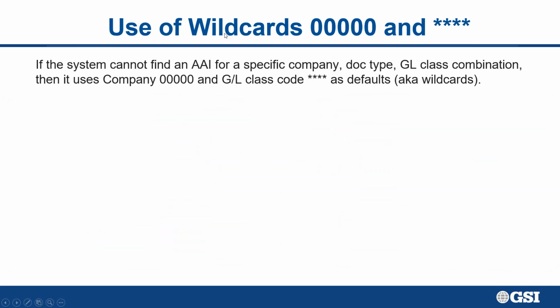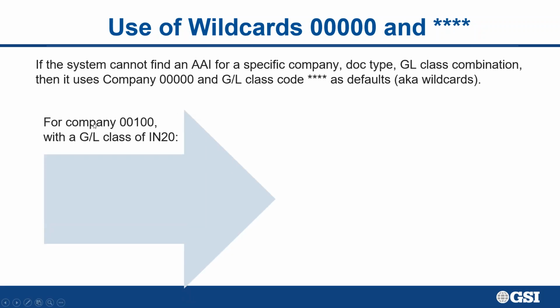Okay, let's talk about the use of wildcards. You probably haven't heard the term wildcard before. It's something that I've used for years and years, and it refers to company zero and the 4 asterisks. When the transaction takes place and DMAAIs are invoked, JD Edwards starts doing the lookup and looks for specific company, doc type, and geoclass code combinations. If it can't find it, then if you have company zero entries or the 4 asterisk entries, it will use those instead. So there's a hierarchy to this.